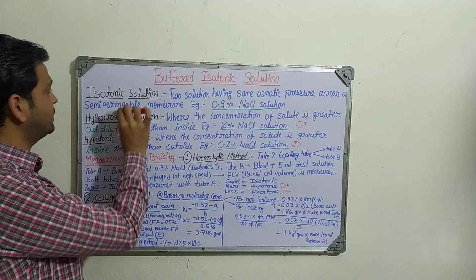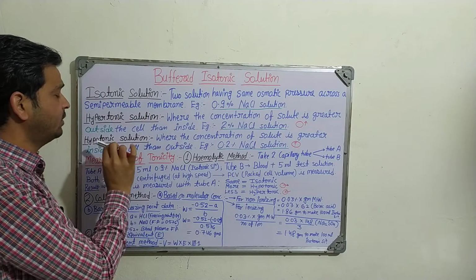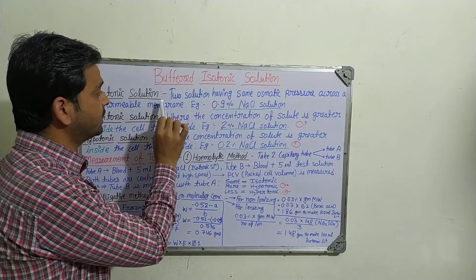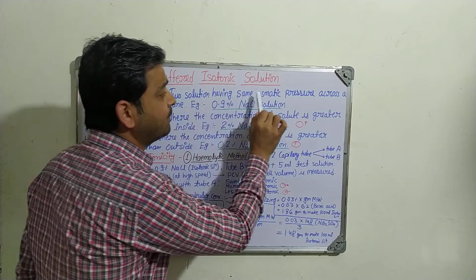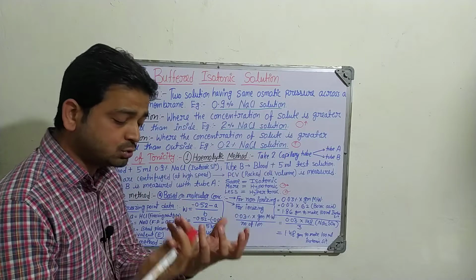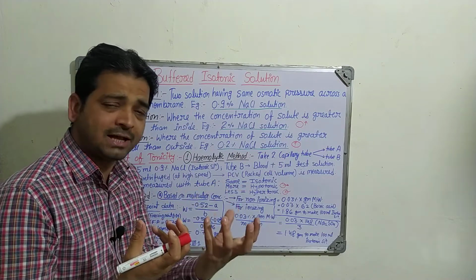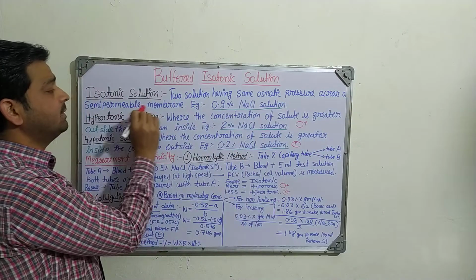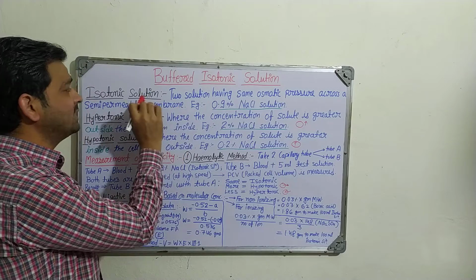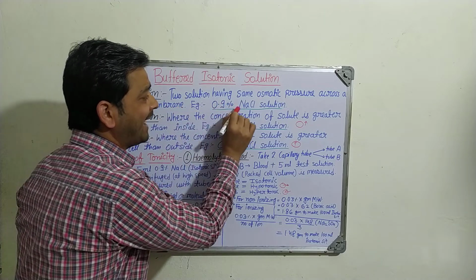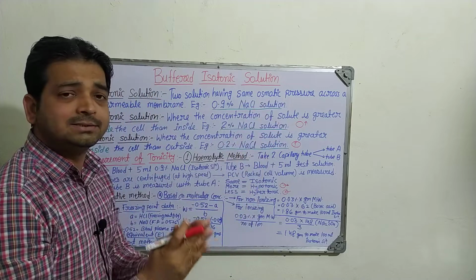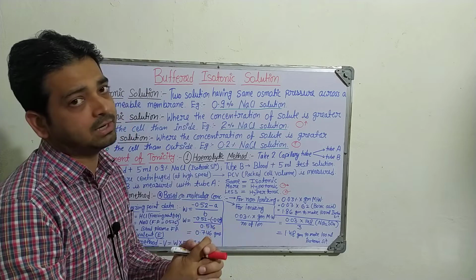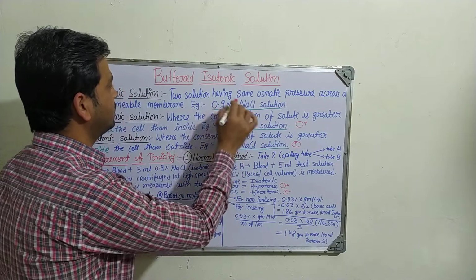So here we will understand what isotonic, hypertonic, and hypotonic mean, right? Coming to the isotonic solution, which is very important: two solutions having the same osmotic pressure. Whenever a drug solution and the blood plasma have the same osmotic pressure across a semipermeable membrane, that is called isotonic, right? For example, 0.9% sodium chloride solution is an example of an isotonic solution. It is compatible with the blood plasma, so that's why it is called the isotonic solution.